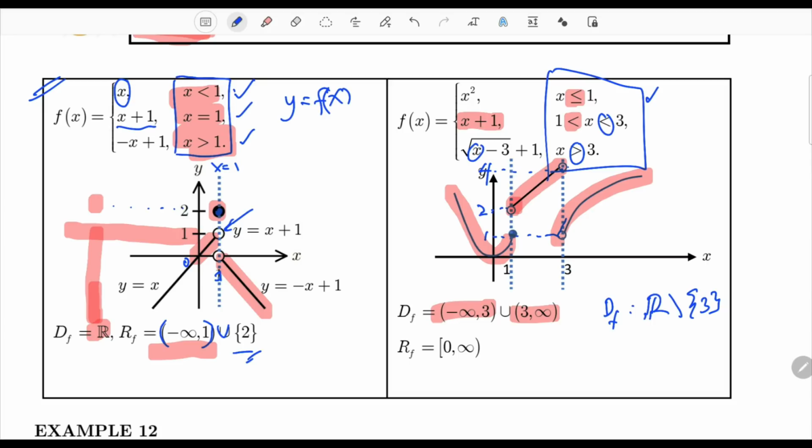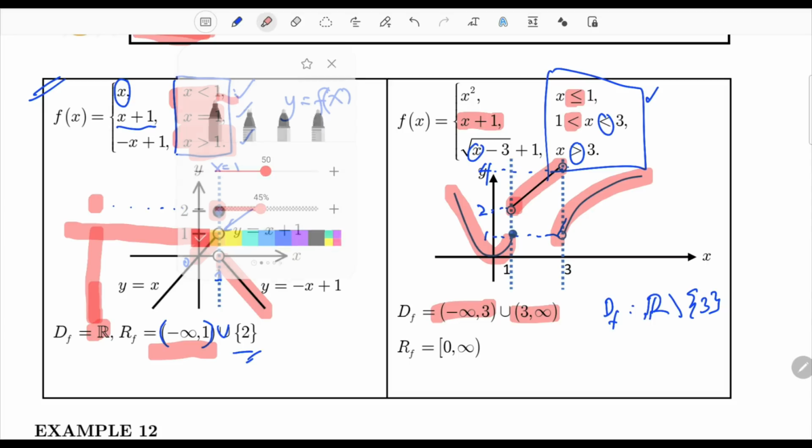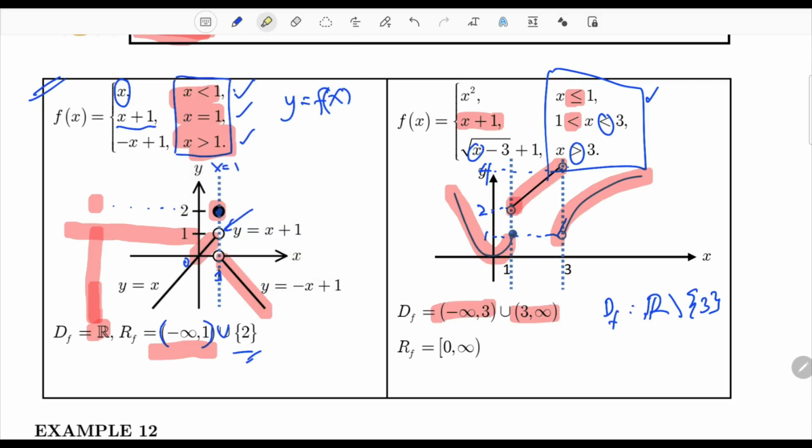Okay, as for range, again, range. Let me change the color. So it starts from here, from the origin. So this is O, the origin. From the origin, it covers up to infinity. So the range will be, okay, half open, 0, infinity.